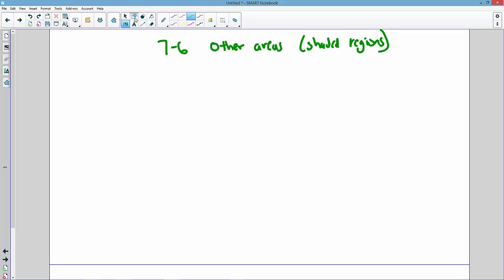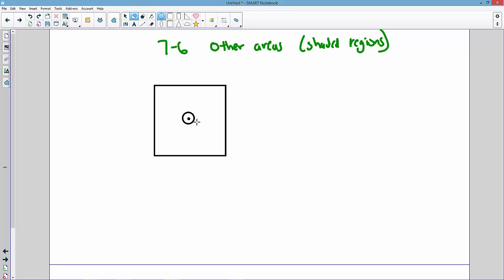Okay, so I showed this in class yesterday, so this should be a quick review for you. I showed you when you had a square and you had a circle inscribed in the square, roughly like this.